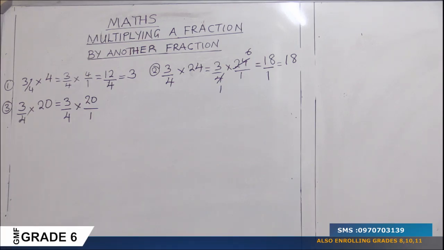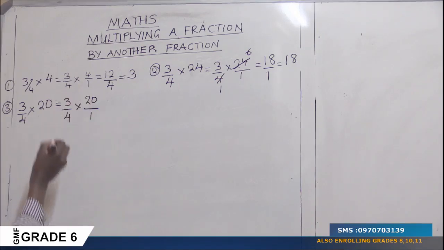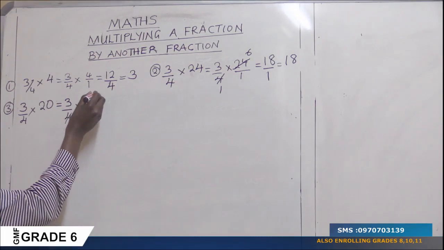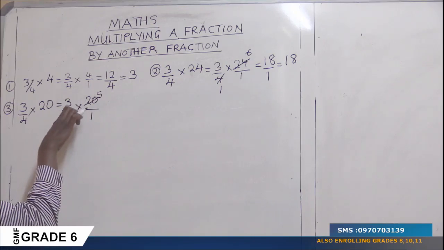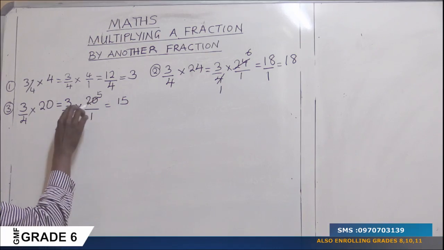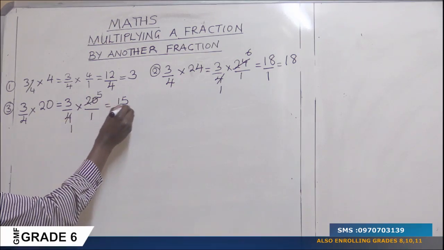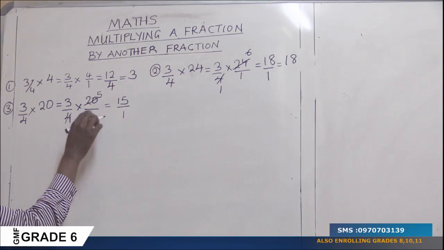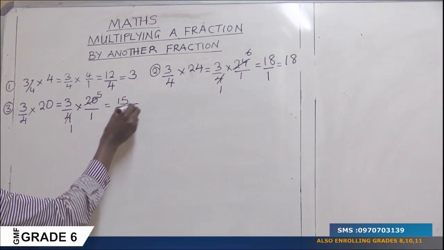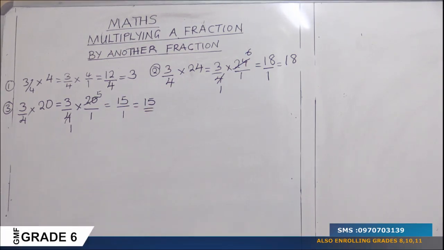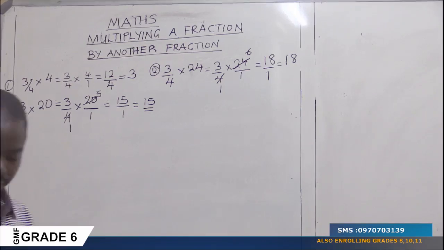If you want to make your work easier, you can divide 4 and 20. 4 into 4 is 1. 4 into 20 is 5. So 3 times 5, the answer is 15. 1 times 1, the answer is 1. 1 into 15, the answer is 15.